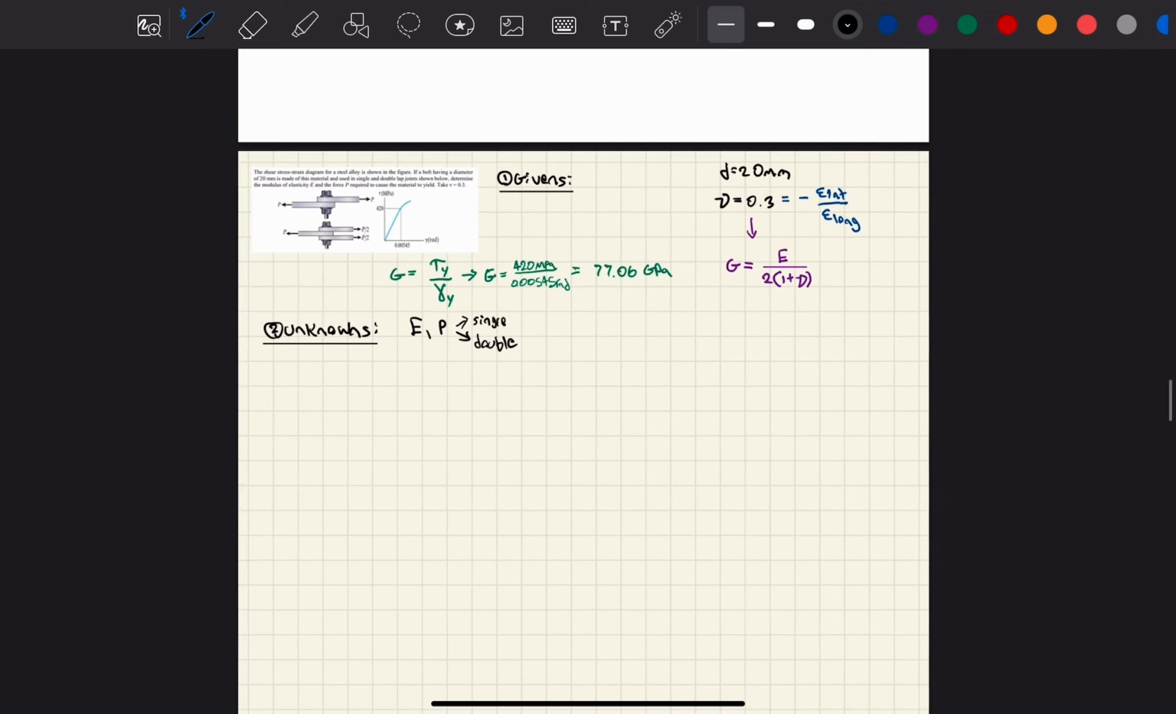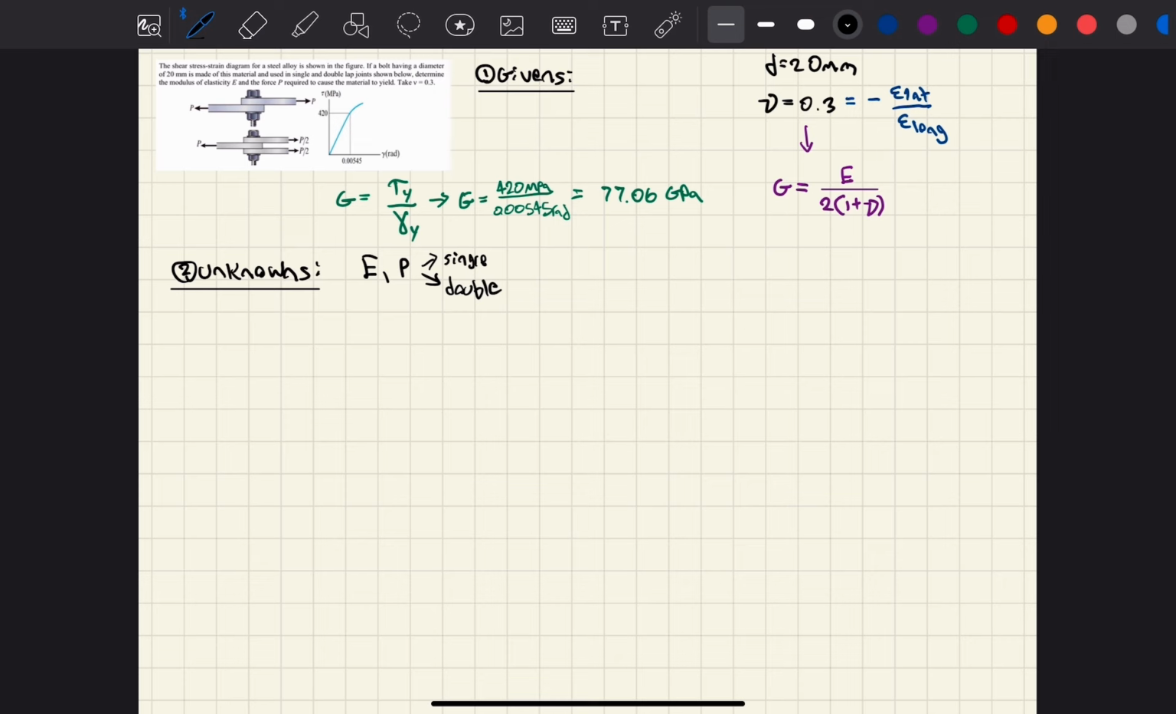But I think it's much easier to first find the modulus of elasticity because it's simply this formula. We have everything. It's just plug and chug. So we'll write that down. So find Young's modulus.